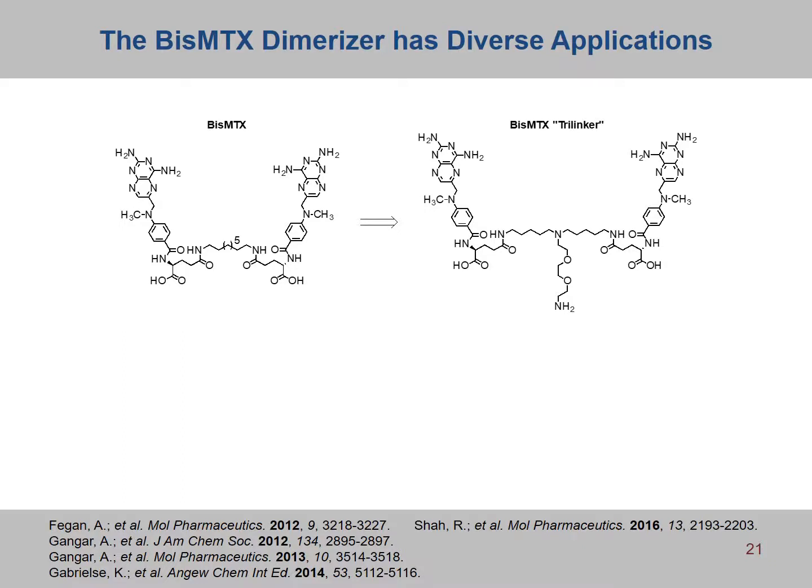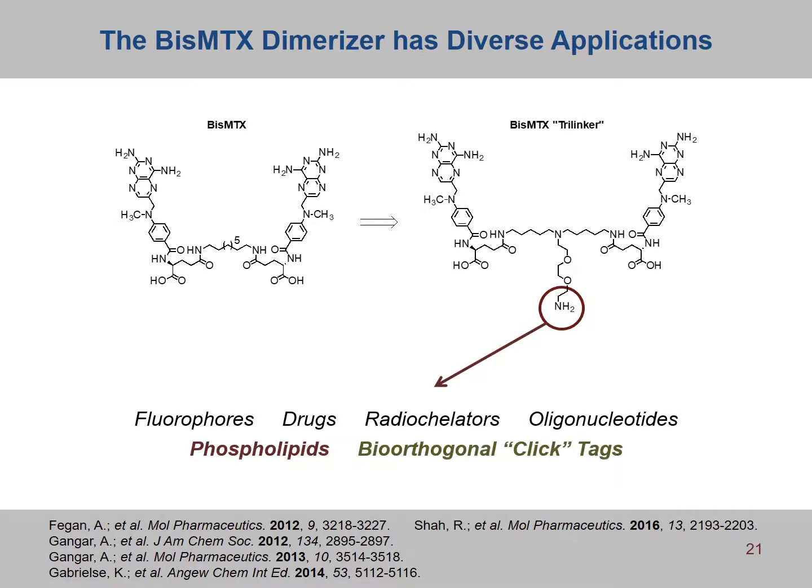We took advantage of the fact that we can further derivatize that bis-methotrexate dimerizer. Specifically, we can synthesize any third arm that terminates in a primary amine. We can then use this amine to conjugate a variety of cargo.